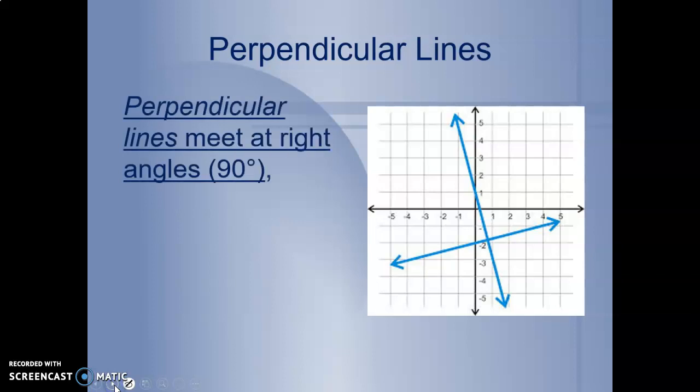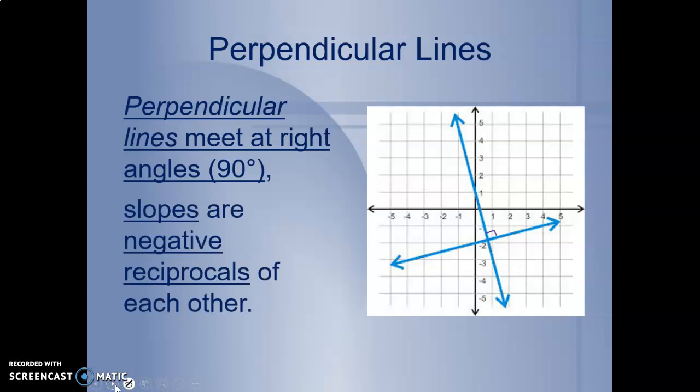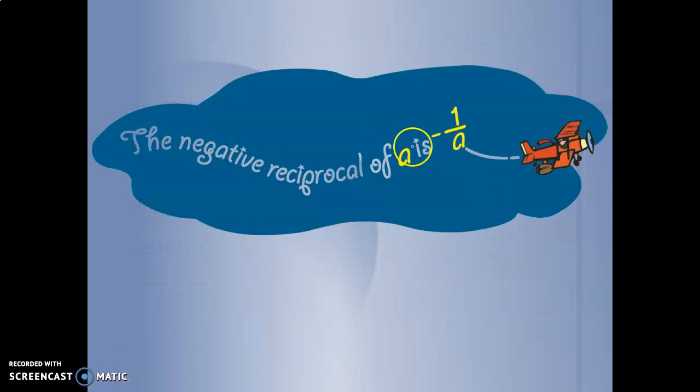Let's talk a little bit about perpendicular lines. Perpendicular lines meet at right angles. They form 90 degrees. And because they form 90 degrees and meet at right angles, there's something special about the slope. Their slopes are negative reciprocals of each other. The negative reciprocal of a number, a, is negative 1/a. So the negative reciprocal of 3 is negative 1/3. The negative reciprocal of 1/3, flip it around, is negative 3. If you flip it so it's a reciprocal and you change the sign, that's what a negative reciprocal is.